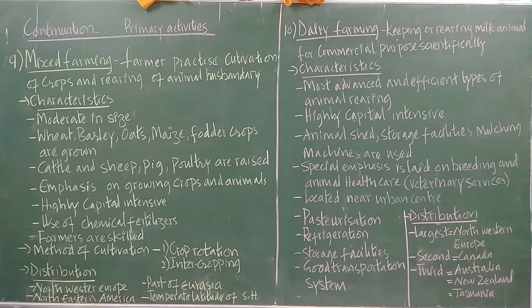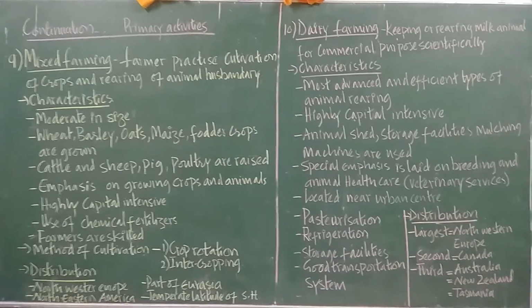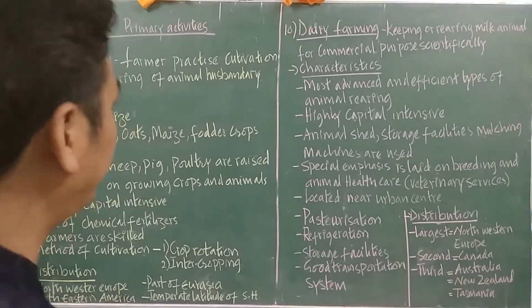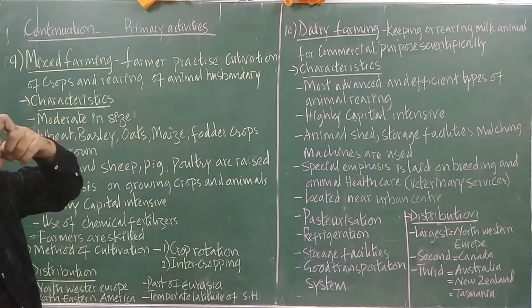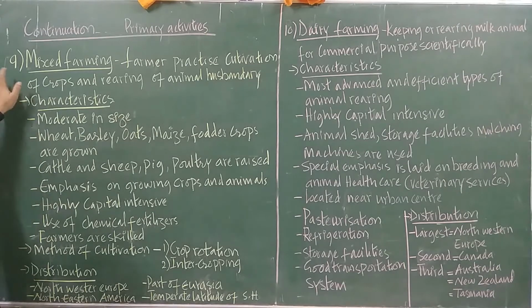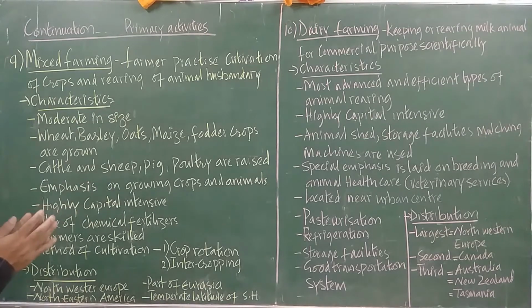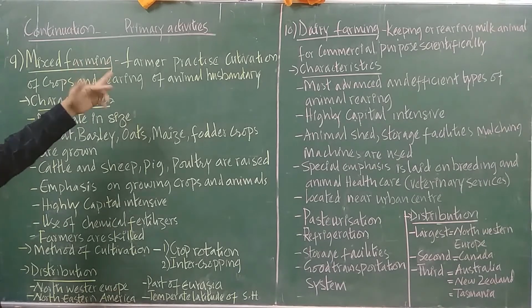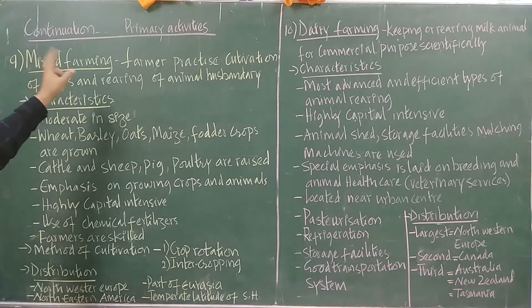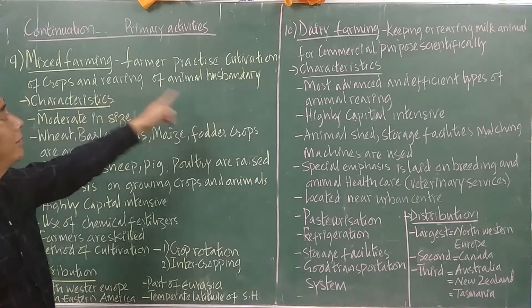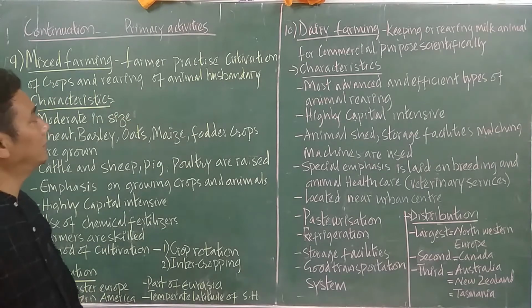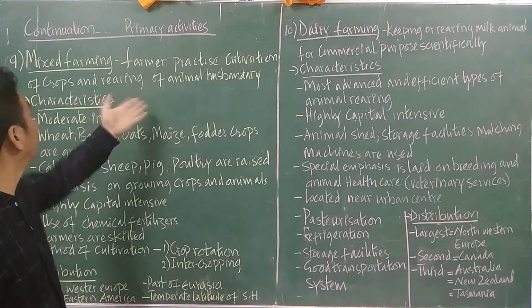We have finished points 7 and 8. Now we are going to touch on mixed farming and dairy farming, points number 9 and 10, which are continuations of primary activity. So, mixed farming. What is mixed farming? Farmers who practice cultivation of crops and rearing of animals, animal husbandry, is known as mixed farming.